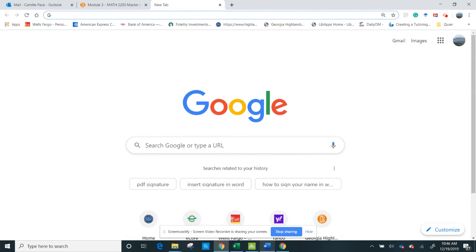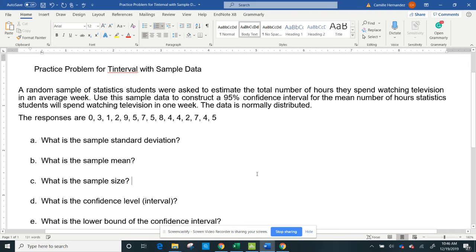So let's keep going with some practice problems. So here I am. I'm going to do a practice problem for T interval with sample data. A random sample of statistics students were asked to estimate the total number of hours they spend watching TV in an average week. Using this sample data, construct a 95% confidence interval for the mean number of hours statistics students will spend watching TV in 1 week. The data is normally distributed. The responses are, and here's the data they give us.